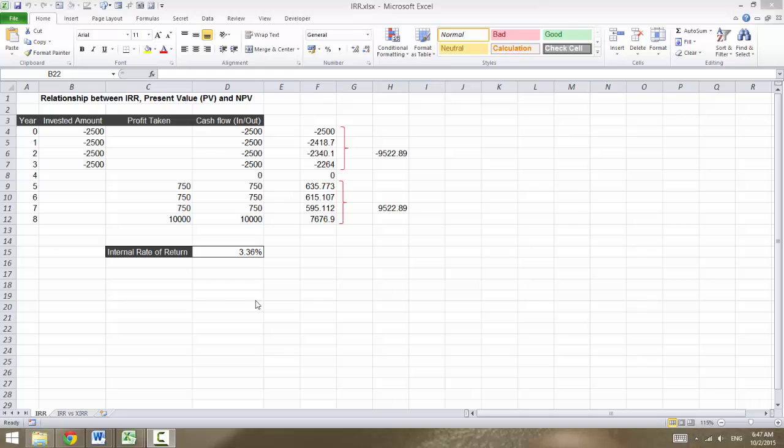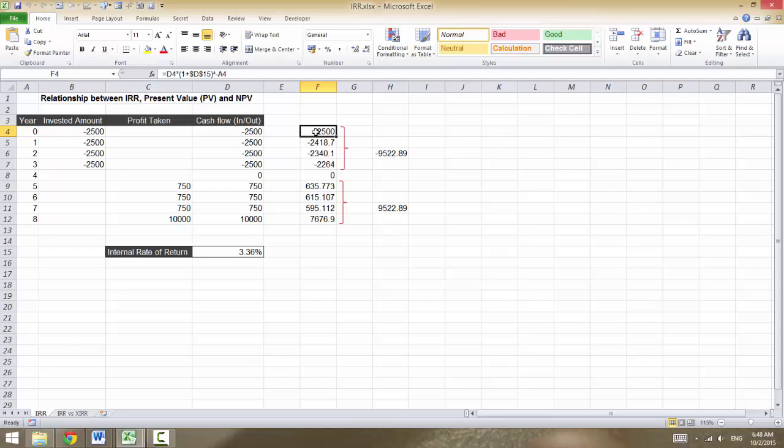I'm Ken Lau. Here is something I found out about IRR, internal rate of return, and the relationship between that and net present value, NPV. So, what is this IRR? Well, first, before that, we talk about the present value.